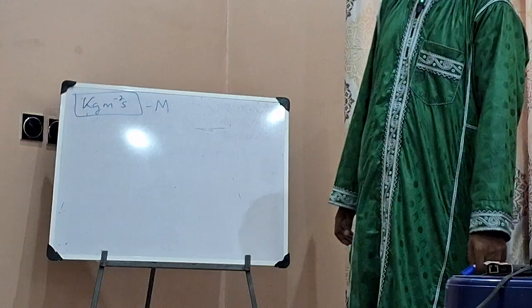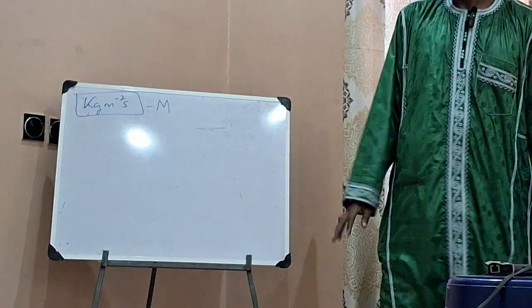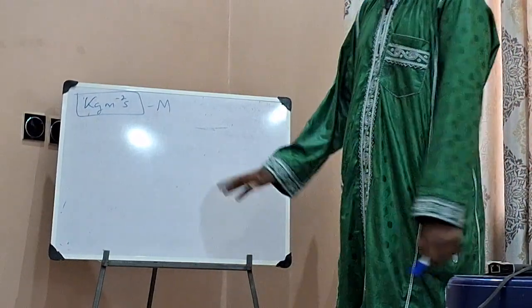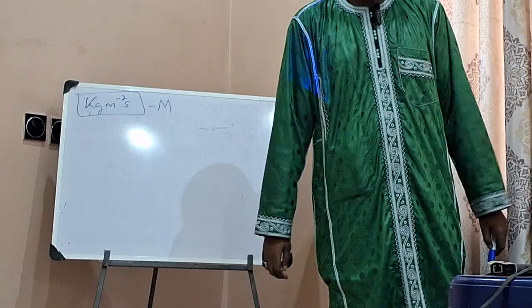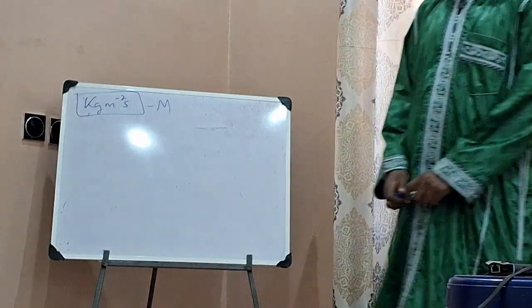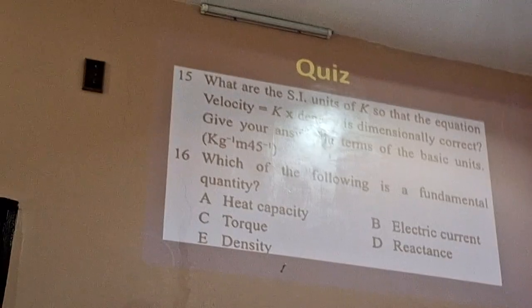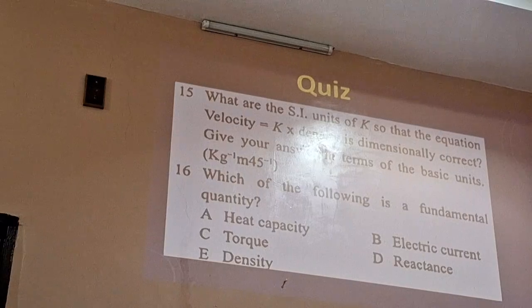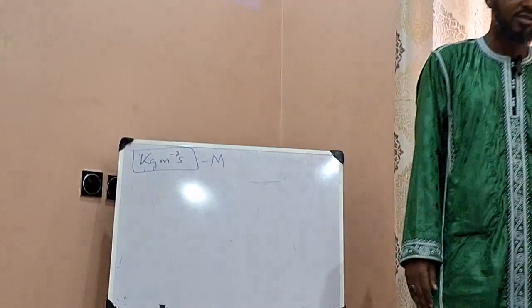Which of the following is a fundamental quantity? Heat capacity, electric current, torque, reactance, density. B. B, electric current is a fundamental quantity. Yes, that is correct. The other quantities are all derived quantities.